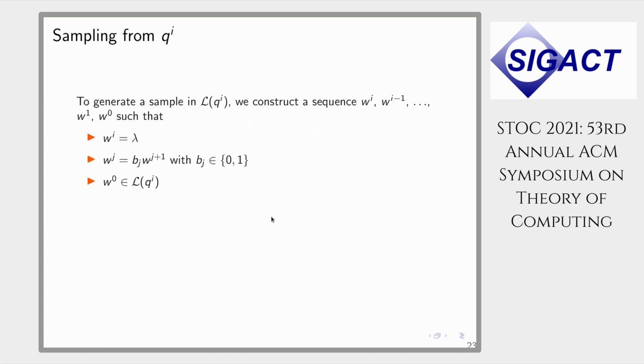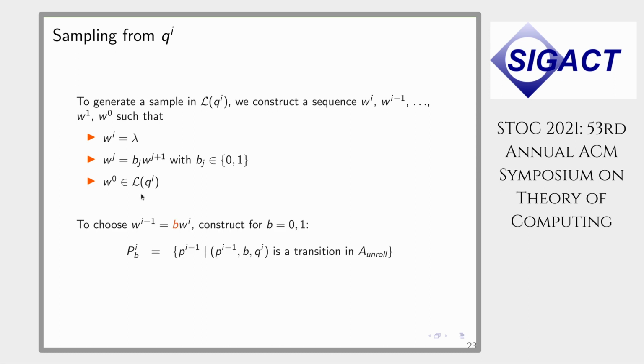And the idea of how you compute this is as follows. You do it layer by layer. You start from a string W^I, which is equal to the empty string, and then you will be choosing the bit going from the right to the left of this string that we are sampling. This is the notation that we are using here. W^(j) is going to be this bit b_j followed by W^(j+1), right? And at the end, what you're going to have is this W^0, which is an element of L of Q^I.